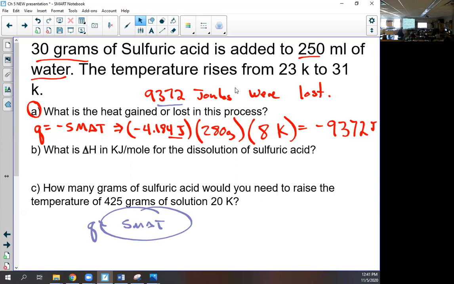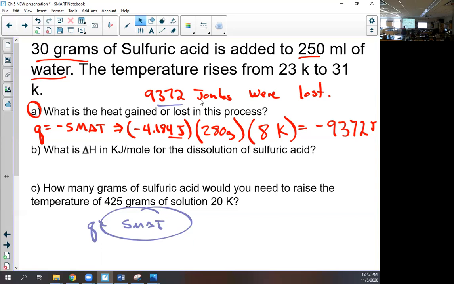Okay, yes. So how does that even work? Because you're gaining heat, like the temperature. The water gained heat, but the sulfuric acid, like dissolving, it's the one that gave off that energy as its bonds were broken. All right, now we're on part B.